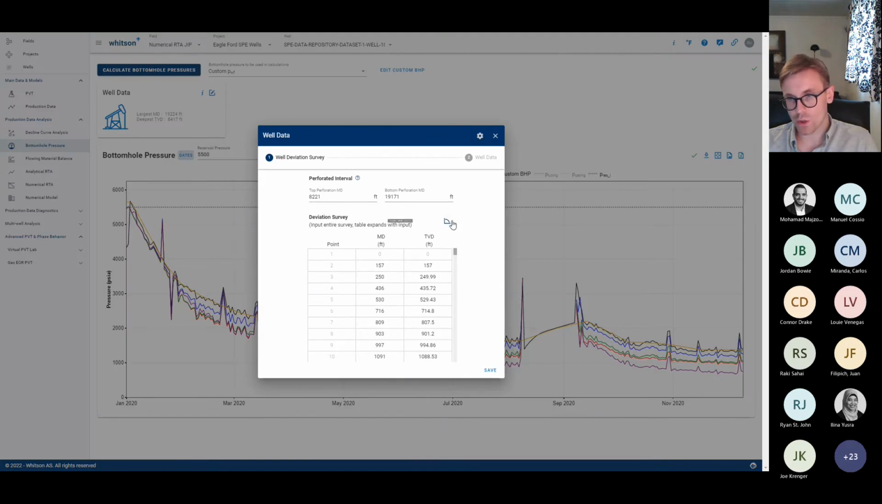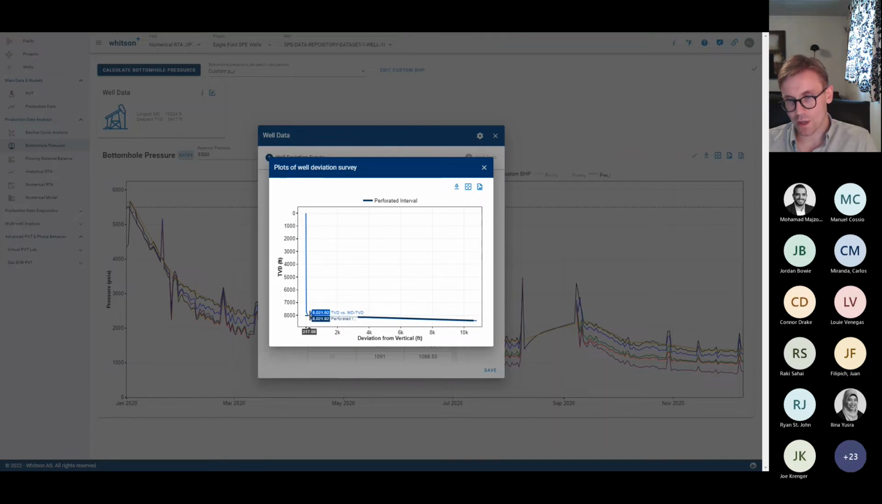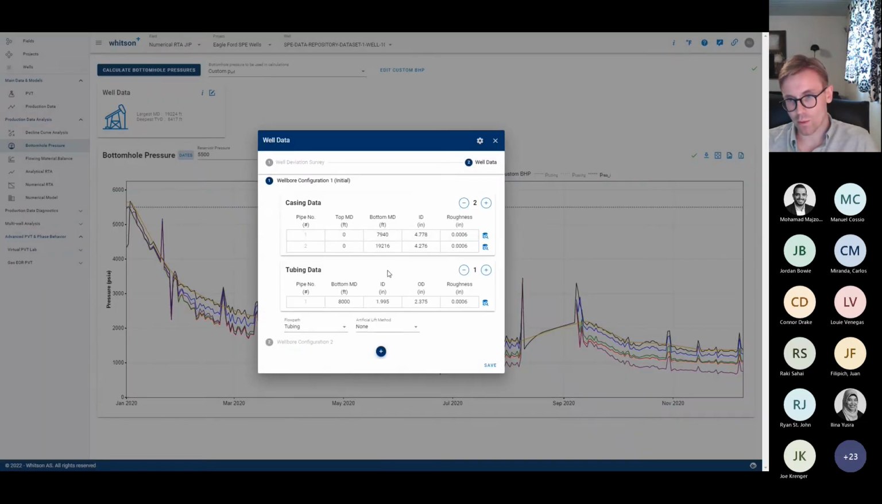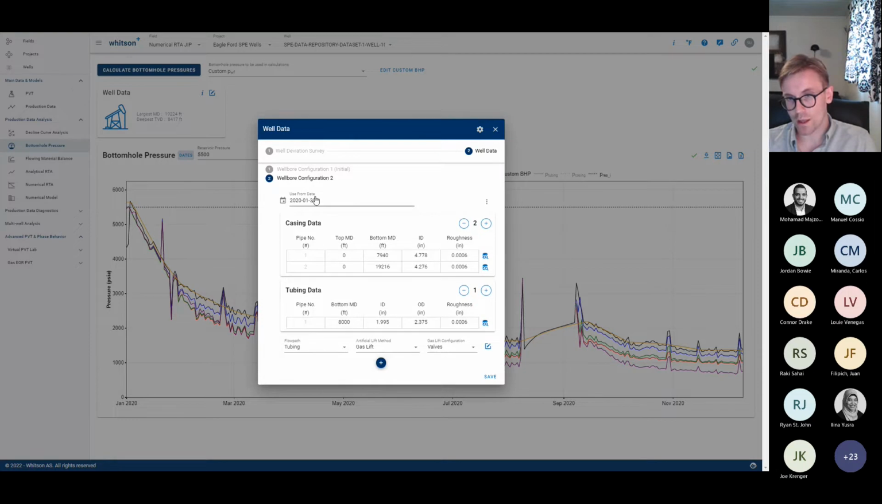We made a few changes to that last week, but the well deviation survey is still the same, top perforation and bottom perforation, and this is the deviation survey. So with a perforated interval, the wellbore configuration in this case is two versus time. We're first having a wellbore configuration where we're just producing through tubing without any artificial lift. And then after a period of time, we're turning on the artificial lift at the end of January 2020.